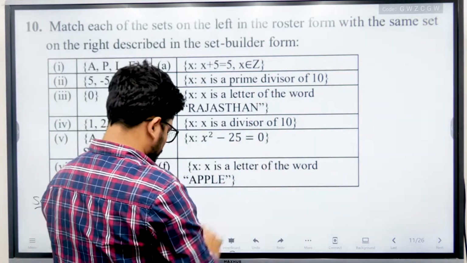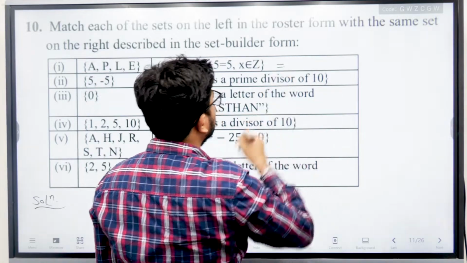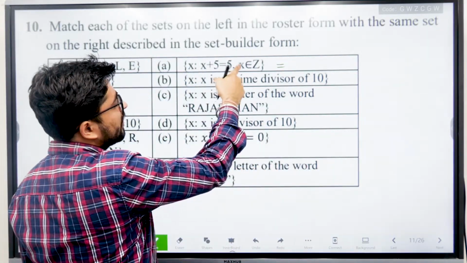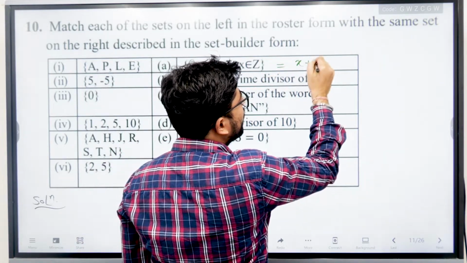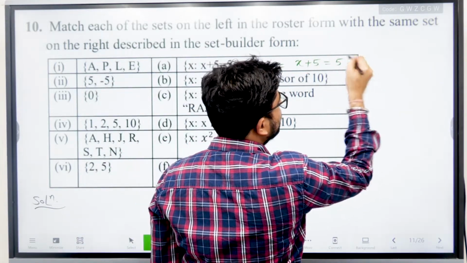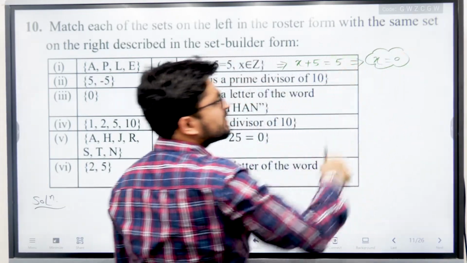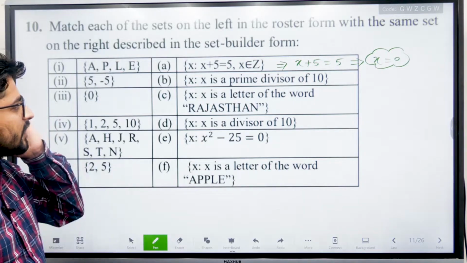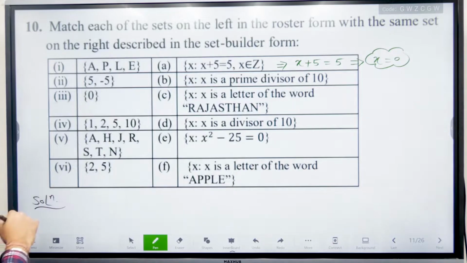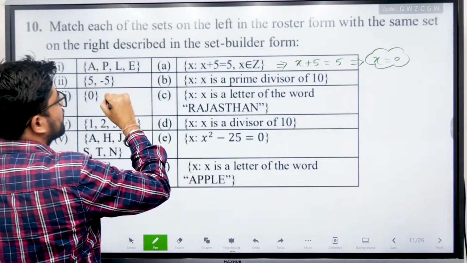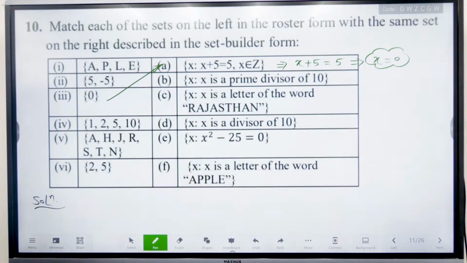If you observe the first one, x is such that x plus 5 is 5 and x belongs to integer. If x plus 5 is equal to 5, after simplification we can say x is equal to 0, and that's an integer. Yes, so A set is singleton 0, so it means 3 is connected with A.